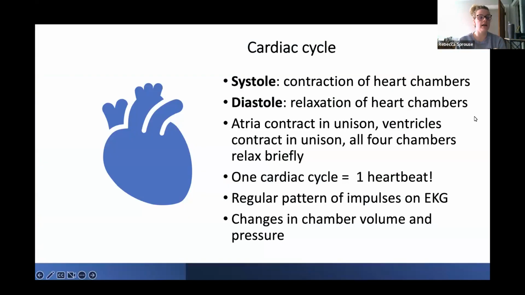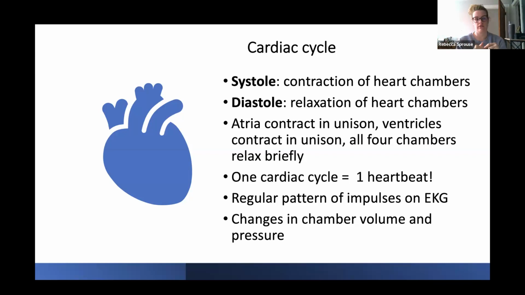So the cardiac cycle is basically one heartbeat. That's the period of the atria filling and contracting, the ventricles filling and contracting. And when we talk about these terms systole and diastole, systole would be the contraction of the heart chambers. So we have atrial systole and we have ventricular systole. So atrial systole would be the contraction of the atria together.